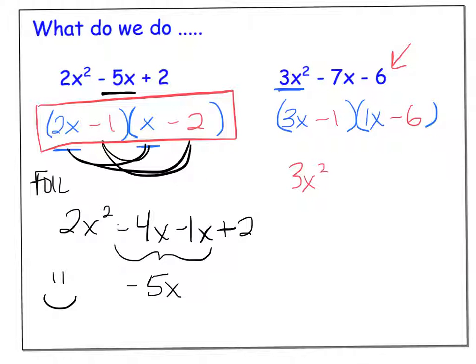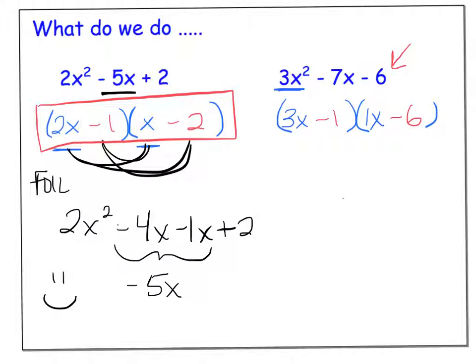3x squared, when I multiply my first, my outer gives me a negative 18x. You're going to start to see logically that when your numbers become that big, there's no way I'm getting a 7 out of that. And so I can see right here I have a negative 19x. So I know 6 and 1 were the wrong set of factors.